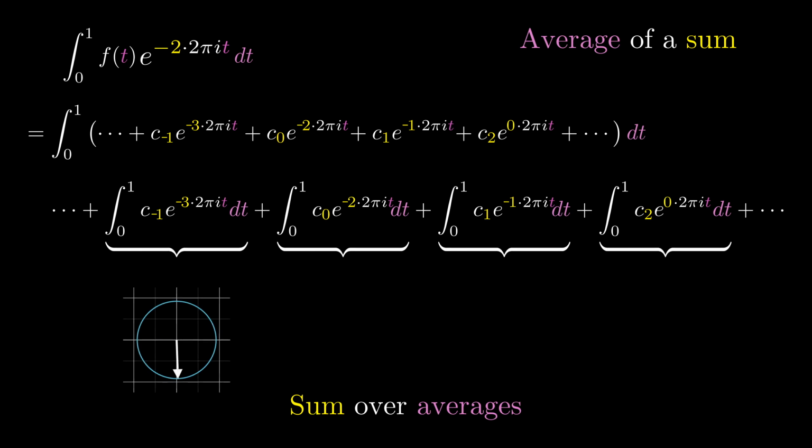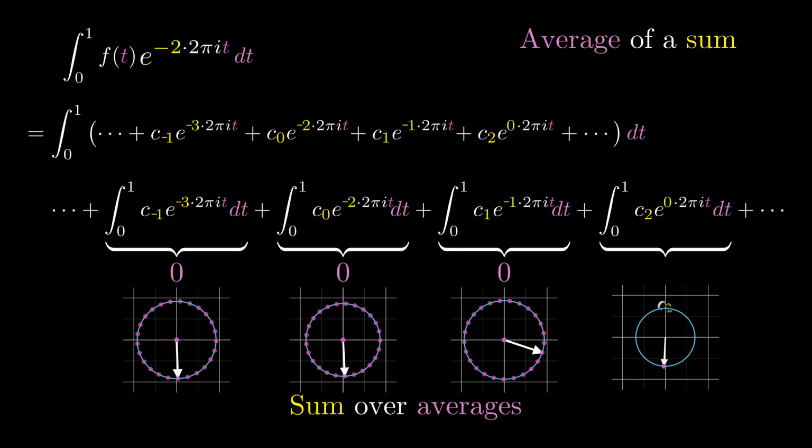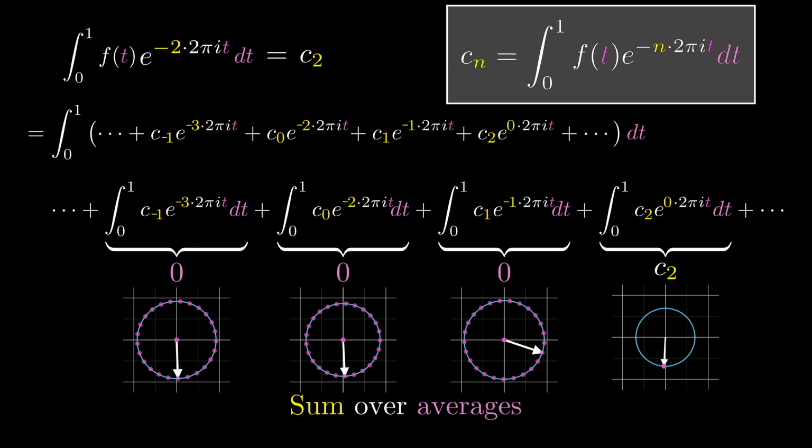So now, as we do our averages of each term, that c-1 vector spins around -3 times with an average of 0. The c0 vector, previously constant, now rotates twice as t ranges from 0 to 1, so its average is also 0. And likewise, all vectors other than the c2 term make some whole number of rotations, meaning they average out to be 0. So taking the average of this modified function is a clever way to kill all of the terms other than c2. And of course, there's nothing special about the number 2 here. You could replace it with any other n, and you have a general formula for cn, which is what we're looking for.